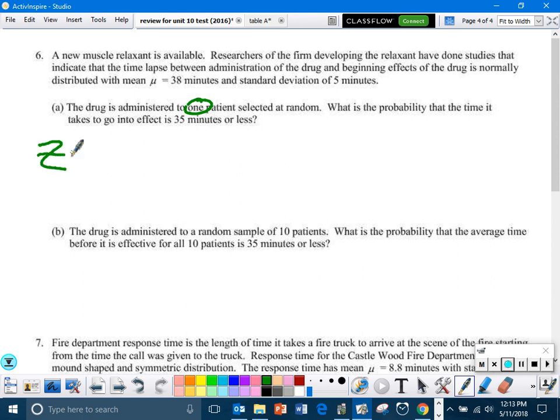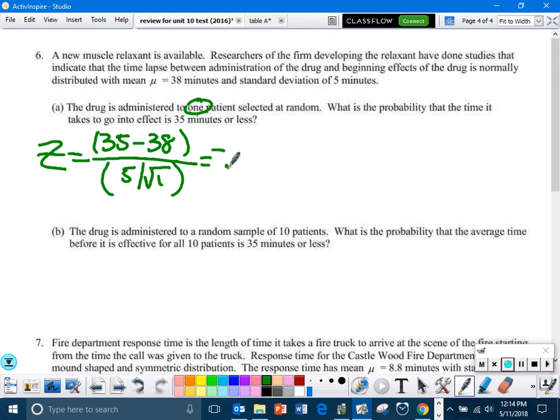All right, so Z equals 35 minus the 38, divided by the standard deviation divided by the square root of 1. Now, truthfully, you would not have to divide by the square root of 1 because the square root of 1 is 1, and dividing by 1 doesn't do anything. So that's going to give us a z-score of negative 0.60.